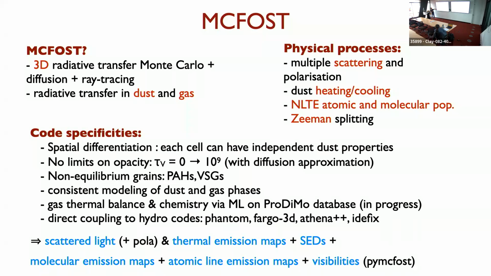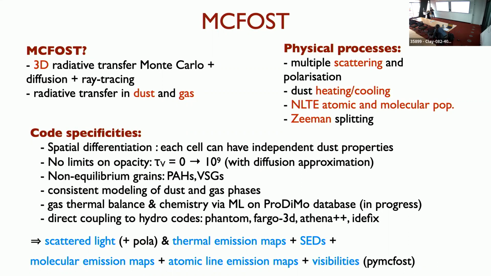There's work in progress very similar to what you discussed, doing machine learning to try to speed up the chemistry and the gas thermal balance. So we have a large database of ProDiMo models, and we're using random forest to do that, but it's similar, I think, in idea to what you're trying to do, to basically speed up the calculation and be able to have an on-the-fly chemistry. And we can couple to some codes. You have a bunch of them, the main one being Phantom, of course.